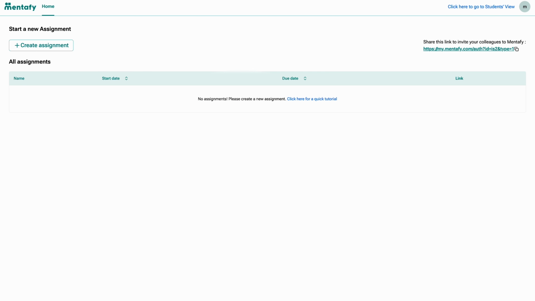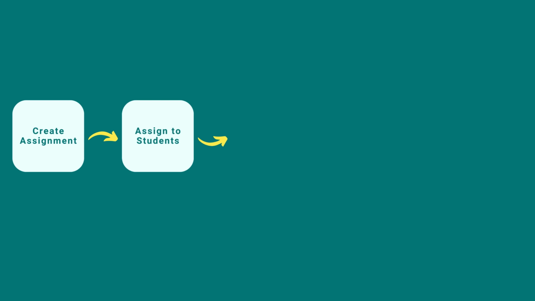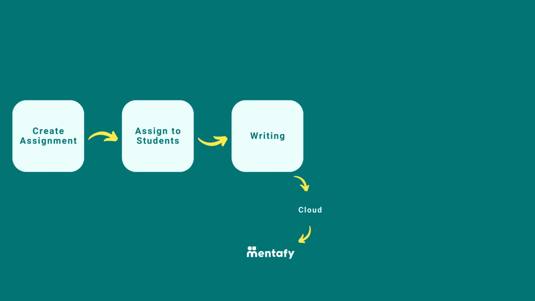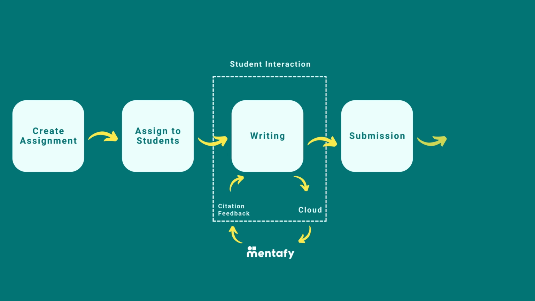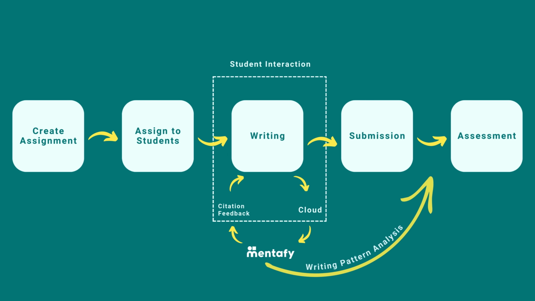Onboarding your students to Mentafy is easy. First, you can invite them to an assignment. This is how it goes. You create an assignment, invite your students, and they start writing. Mentafy analyzes the writing patterns and provides real-time citation feedback to the students so they never miss a citation. Eventually, you review their submissions along with Mentafy's authorship validation report. We analyze students' writing patterns and track how they worked on the assignment, so you can seamlessly spot academic misconduct.